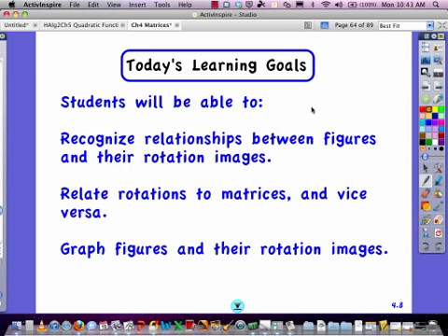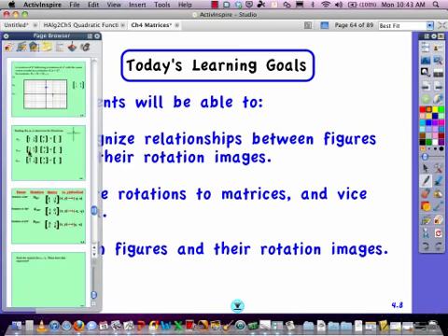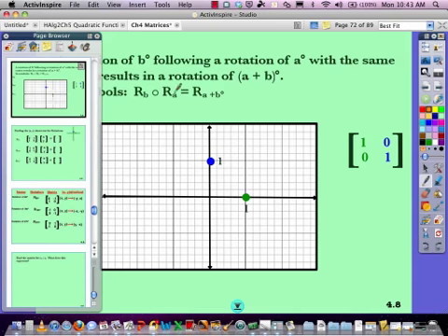Okay, today we're talking about section 4.8, matrices for rotations. Some of you will find that rotations are the hardest ones because visually there's just so much going on that it's just not a flip over an axis. Some of you will find them quite easy. But either way, we're going to give you 3 more matrices for our list of total transformations to date. So we will recognize the relationships between the figure and the rotations. We will relate the rotations to matrices and also be able to graph them. So let's get started.